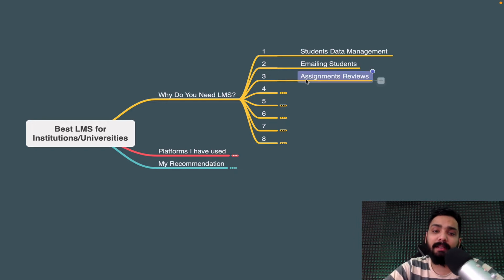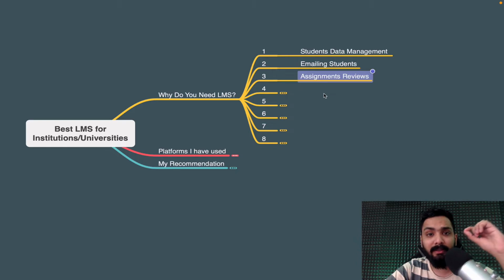Third is assignment reviews. One of the most important aspects and probably the game changer is the assignments that you want to take from your students, and you want to review them, reject them, get them redone and so on. So this is one of the most important features that you should have in an LMS, because it's a true game changer.